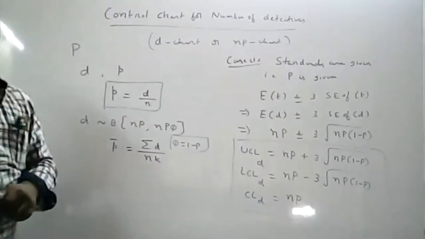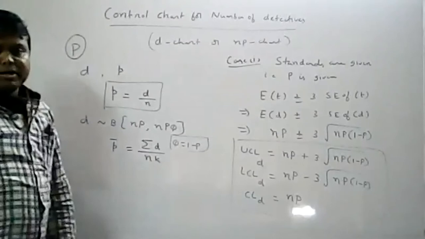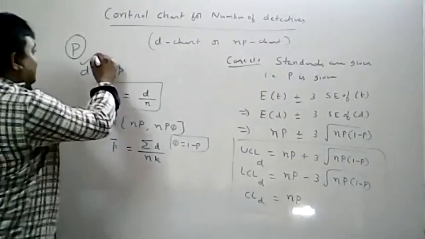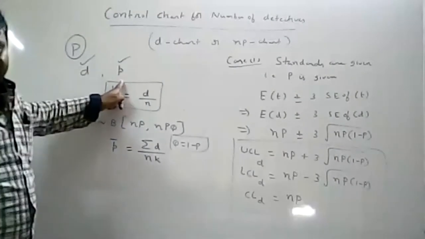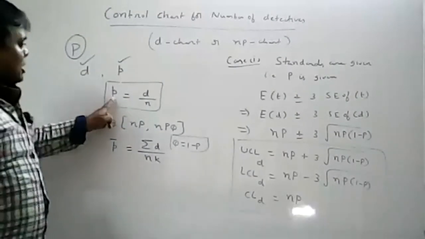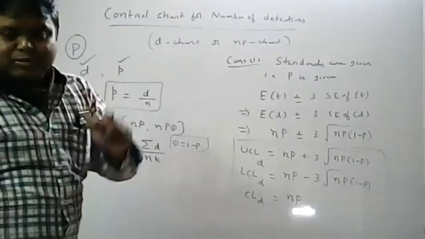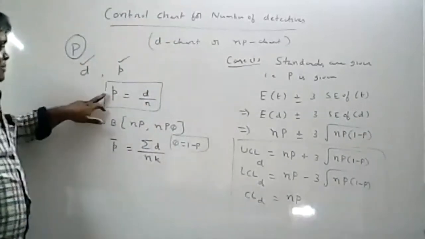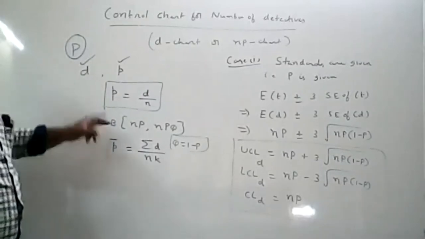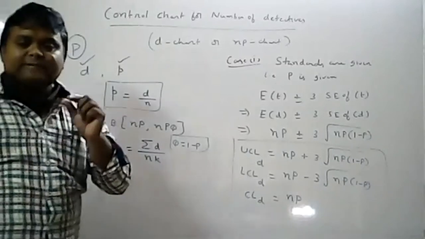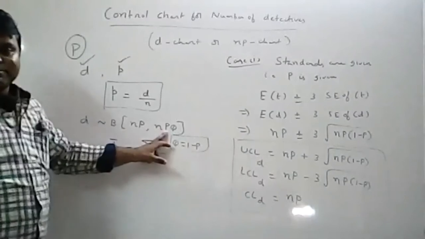P chart procedure you already know. Capital P is called probability of success. D is the number of defectives. Sample proportion defective is denoted by small p. All of you know the small p formula: D by n. You have done the same procedure in P chart. The only difference is, in place of P, now I will consider D. Defectives follow binomial distribution. In P chart I explained D follows binomial distribution with mean NP and variance NPQ.